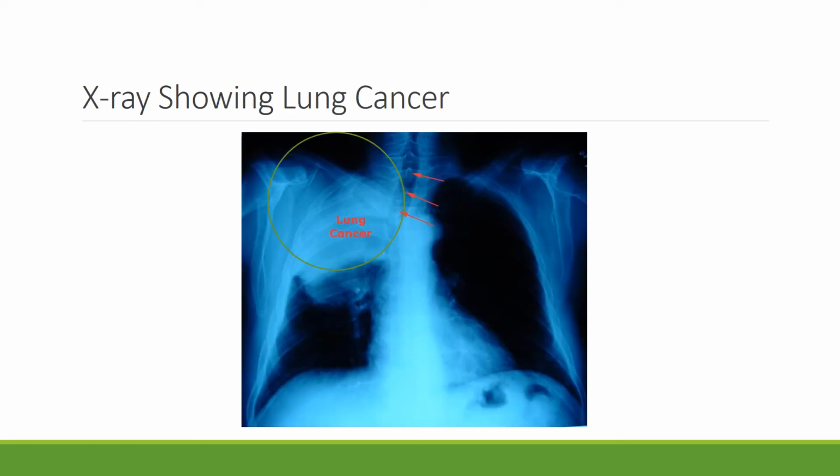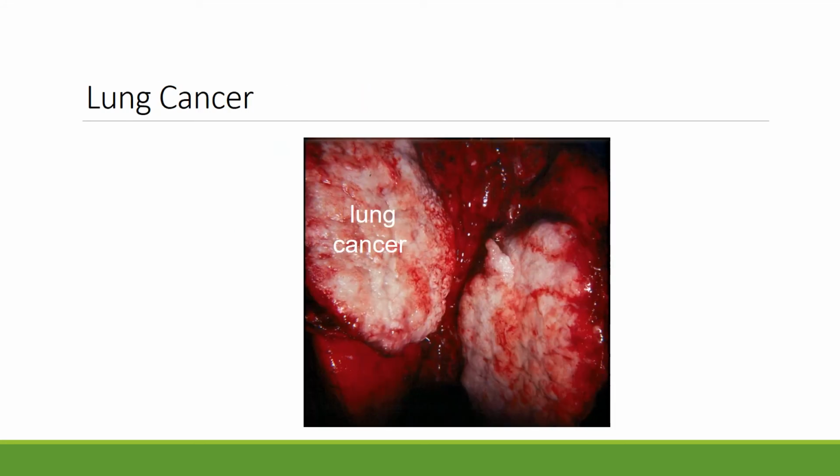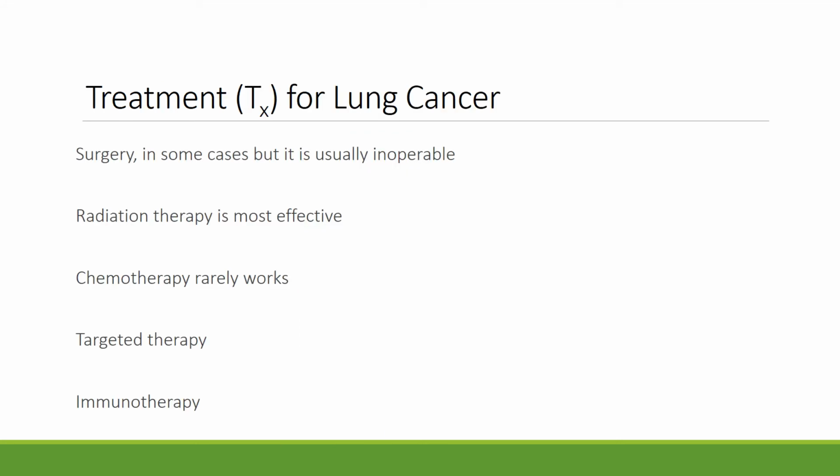Here is an X-ray showing lung cancer. It's the white area within the circle. This is a macroscopic view of a lung cancer. Here is the list of the different treatments for lung cancer. In some cases, surgery can be performed, but usually it is inoperable.